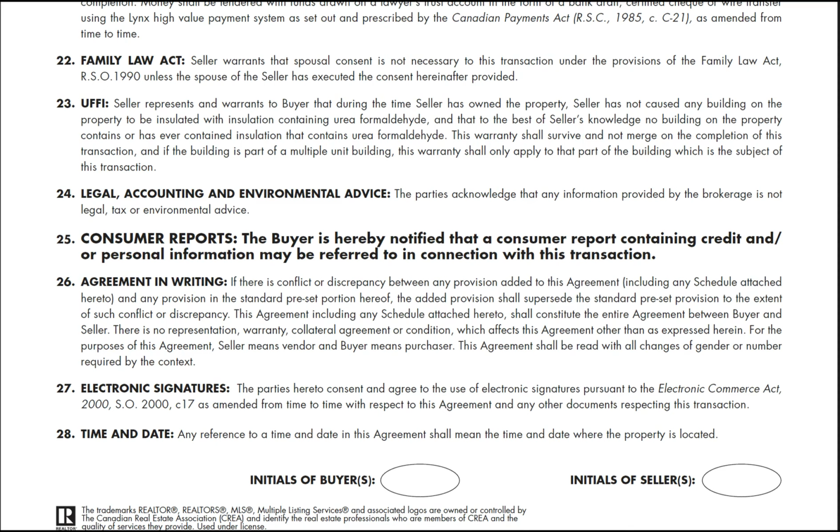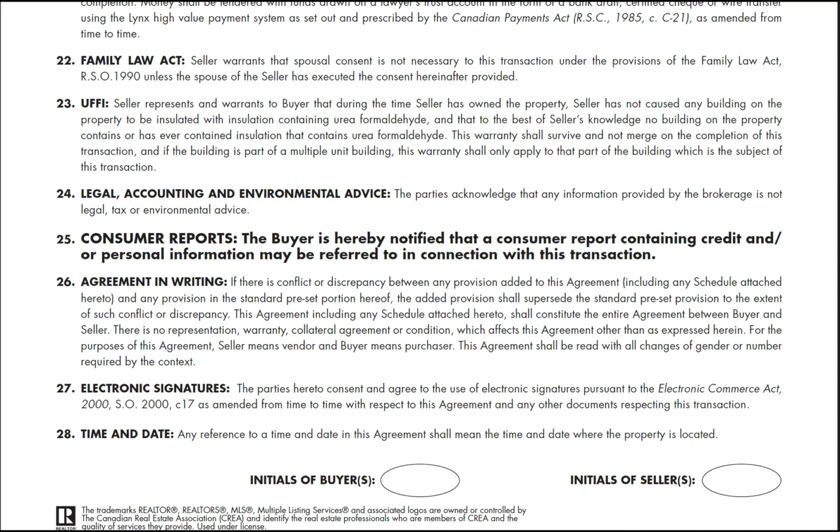Understanding agreements in writing. So going into, let me just see here. If there is a conflict or discrepancy between any provisions added to this agreement, including any schedule attached hereto, and any provision in the standard preset portion thereof, the added provision shall supersede the standard preset provision to the extent of such conflict or discrepancy.